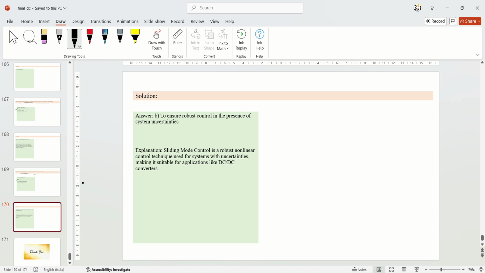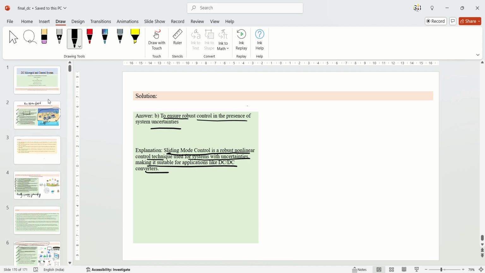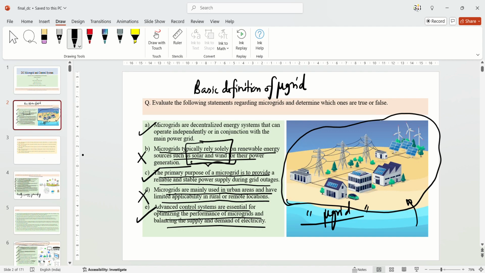If you look at the answer written here, it is to ensure robust control in the presence of system uncertainties. Sliding mode control is a robust non-linear technique used for systems with uncertainties, making it suitable for applications like DC-DC converters. So these are the few questions which I have put into the slides for the final revision of this overall course. If you have any doubt, just let me know. We have a few extra minutes. Otherwise, I will end the session for today.